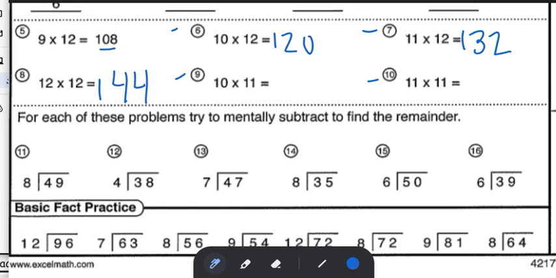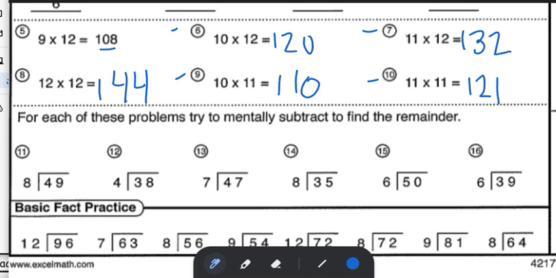And 11 times 10 is, stick a 0 on the end of the 11, 110. And 11 times 11 is 11 more than 110. So 10 plus 11 is 21. So the answer is 121.